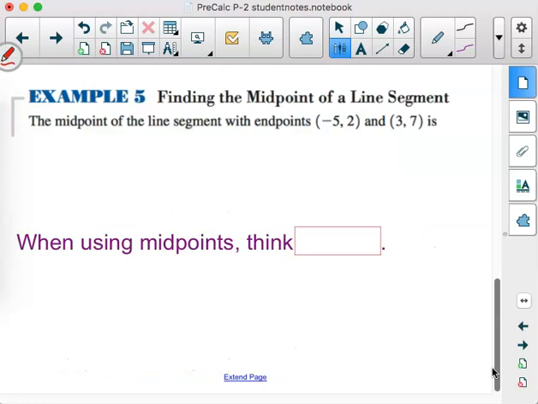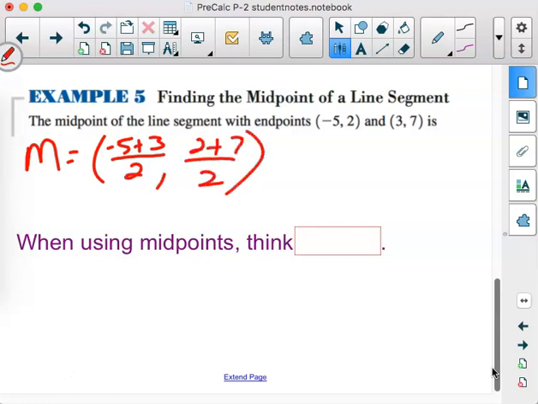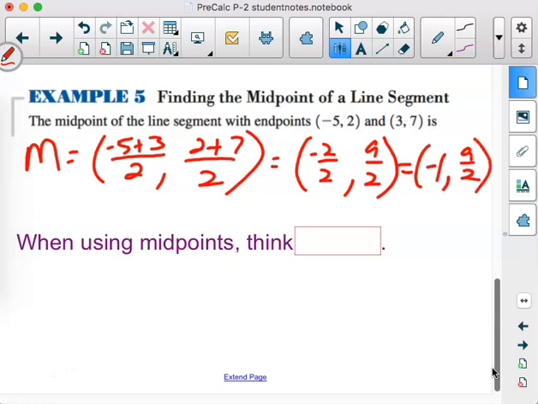So finding the midpoint of a line segment. The midpoint of a line segment gives us 2 endpoints in 2-dimensional math. So -5 plus 3 would be the 2 x's divided by 2. 2 plus 7 divided by 2. -5 plus 3 is -2 divided by 2. And 2 plus 7 is 9 divided by 2. So that will be -1 and 9/2.